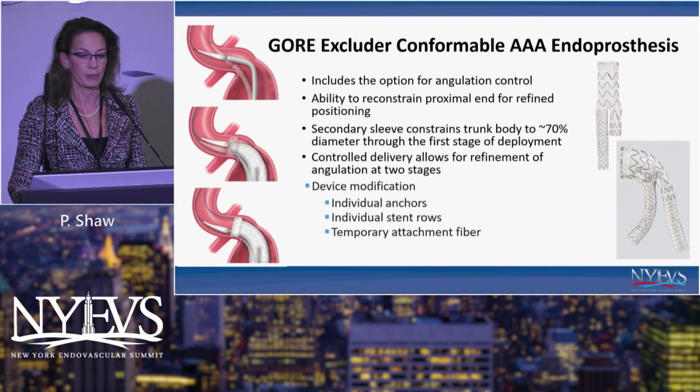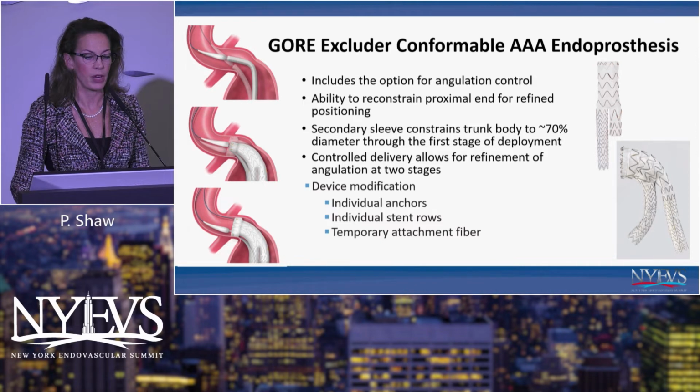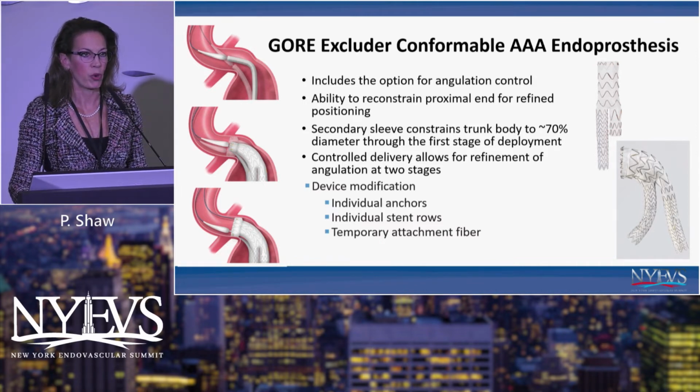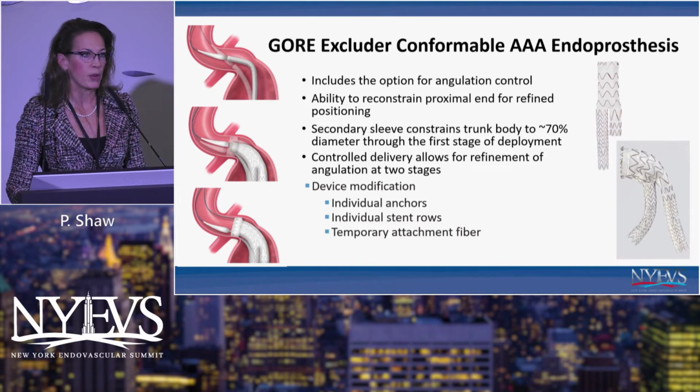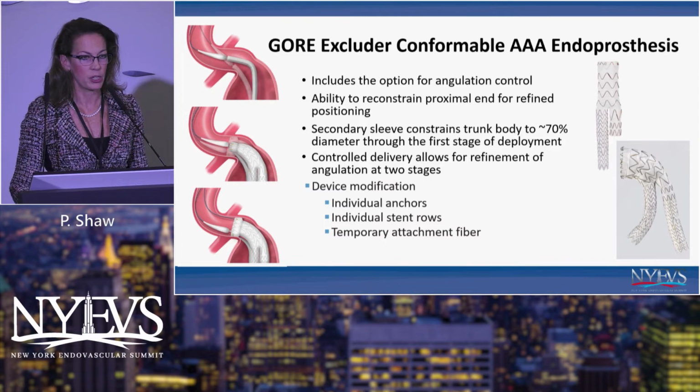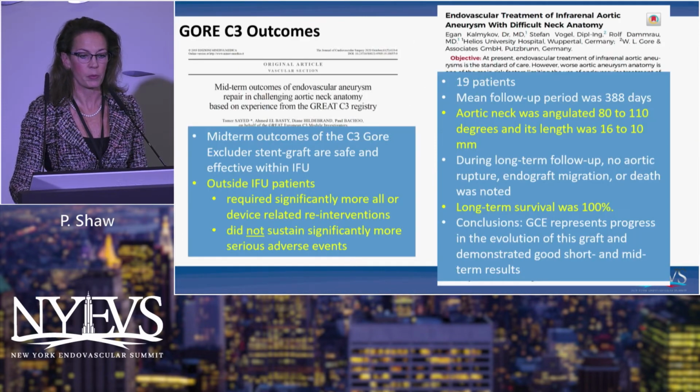was 99%. Most recently, the Gore Excluder Conformable AAA endoprosthesis has been released. This includes an option for angulation control and the ability to reconstrain the proximal end for refined positioning, which is handy. A secondary sleeve will constrain the trunk body up to 70% so that you can make adjustments. And then this controlled delivery is really performed in 2 stages. And the device modification that was utilized from the original Excluder included individualization of the anchors and stent rows, as well as the use of a temporary attachment fiber.